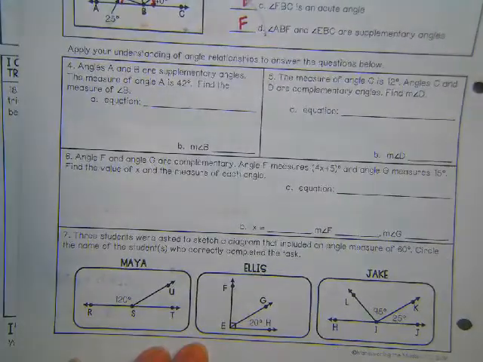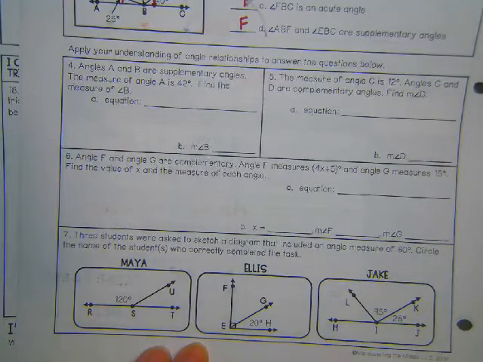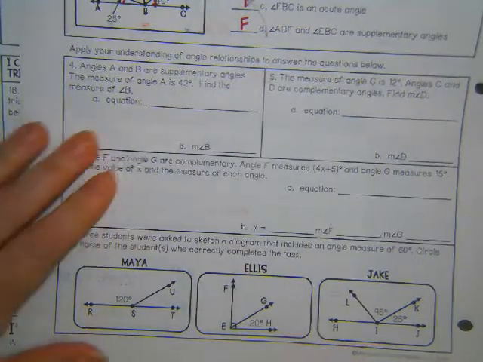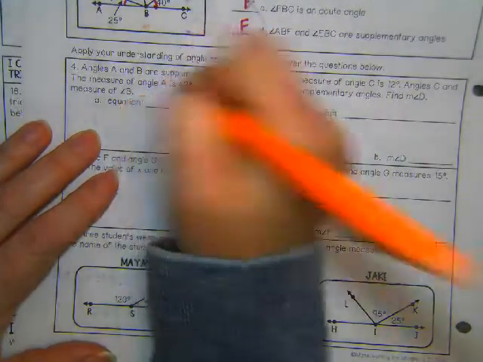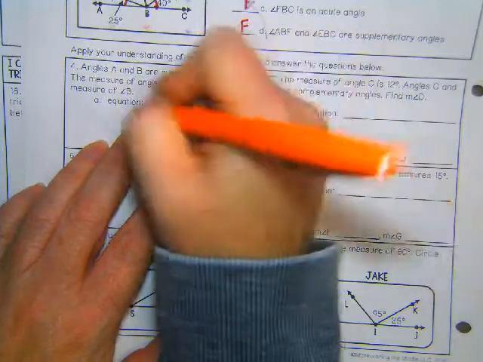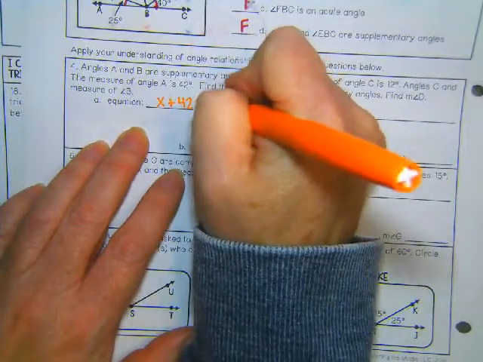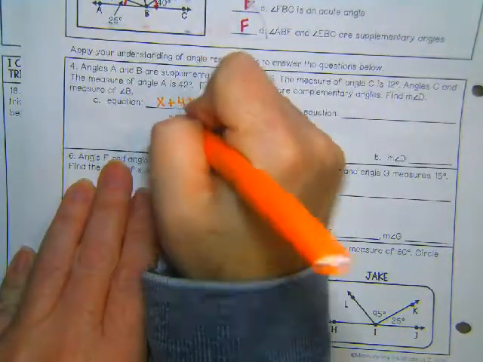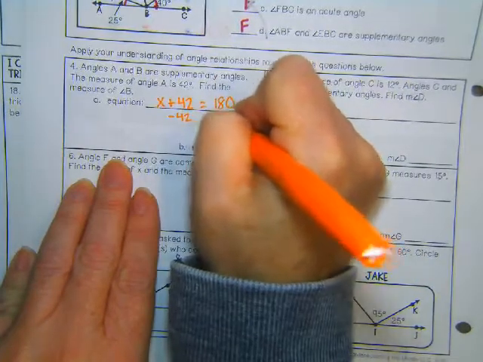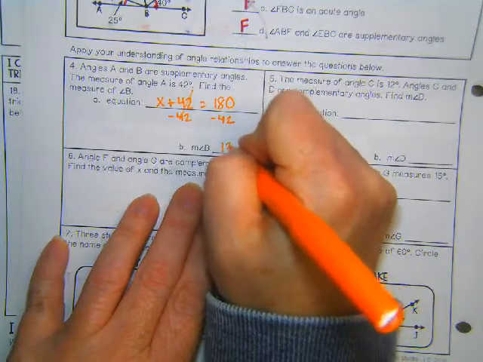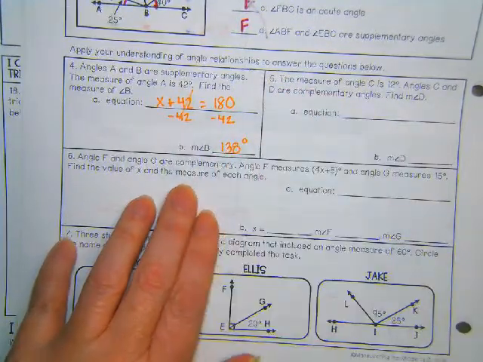All right, number 4. Angles A and B are supplementary angles. The measure of angle A is 42. Find the measure of angle B. Supplementary means you take the two angles, so you're going to say x plus 42, because that's what you have, or you could make that B. That has to equal 180. That's what supplementary means. To solve, just subtract 42 on both sides. Those cancel. Your missing angle is going to be 138, and because these are angles, we put the little degree symbol.